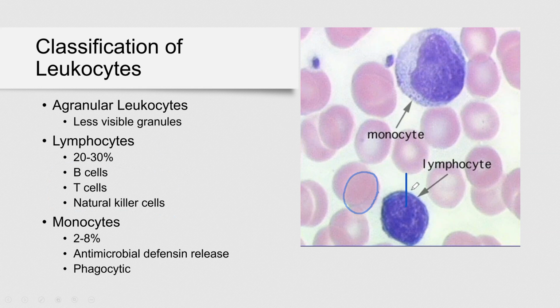So this is our lymphocyte, a very important cell in immunity, because it will differentiate into B cells and T cells. And monocytes are one of the largest leukocytes, shown right here. You can see how huge this cell is. This is what we call a macrophage. Actually, monocytes differentiate when they are not in your bloodstream. We call them macrophages, and they are phagocytic.